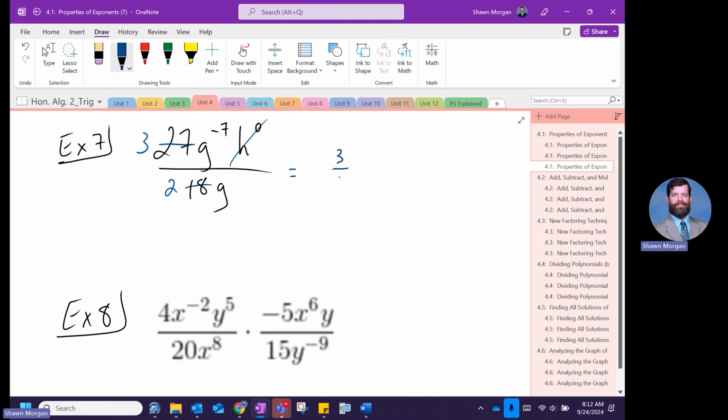If you didn't hear Nick's explanation, we got 3 halves. And then we got g to the negative 8 because he has subtracted. He said negative 7 minus 1. And negative 7 minus 1 is g to the negative 8. And I'm certainly fine with that.